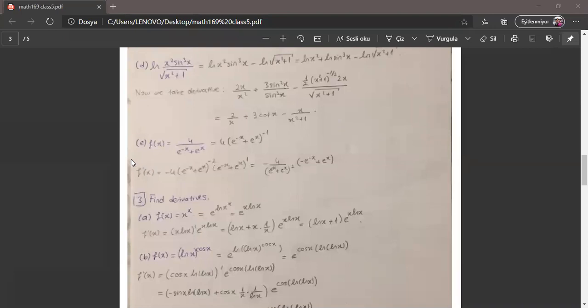What about e? Again, we rewrite it in this form. So what's the derivative of this function? It's minus 4 times e to the minus x plus e to the x minus 2, to the power minus 1 minus 2, times the inside function's derivative. So we have this one in here, and this one's derivative: e to the minus x, what's its derivative? It's minus e to the minus x, and this one's derivative is itself. So we have this.